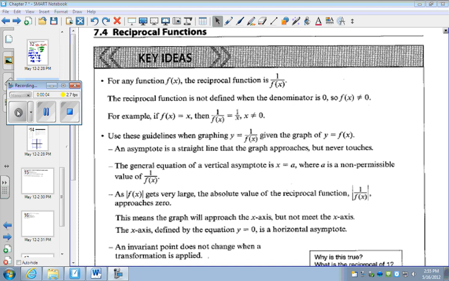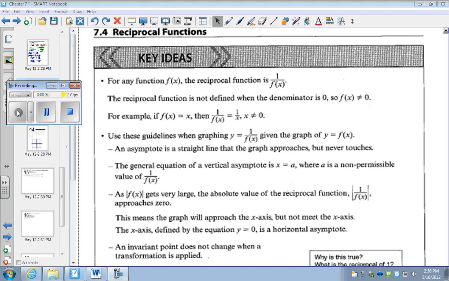Section 7.4 Reciprocal Functions. We're going to go over some key ideas. For any function, the reciprocal of the function is 1 over that function. So if our function was x, the reciprocal would be 1 over x. If the function was x plus 2, 1 over x plus 2 would be the reciprocal function. Okay? The reciprocal function is not defined when the denominator is 0.